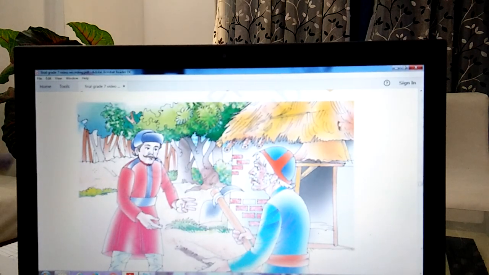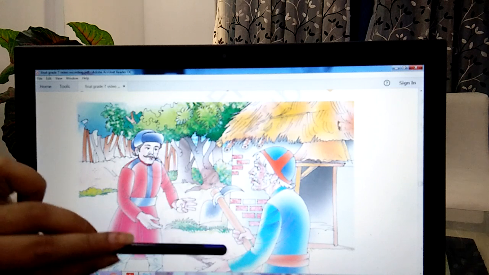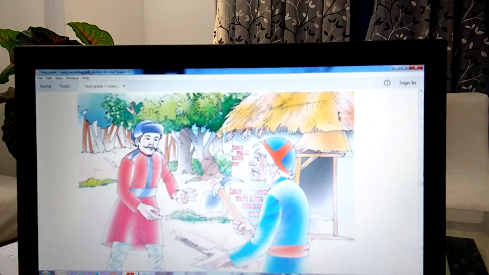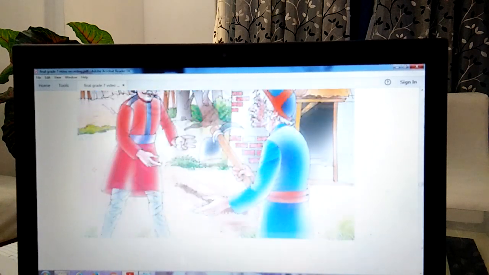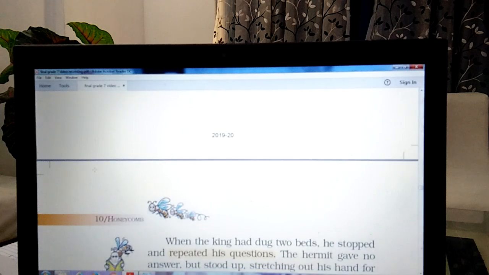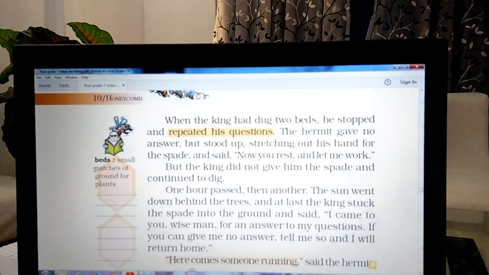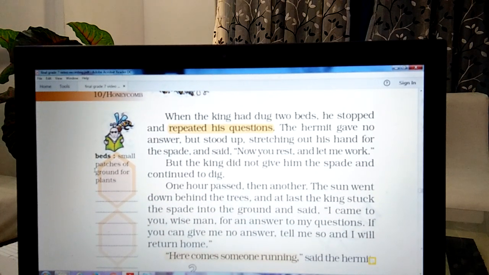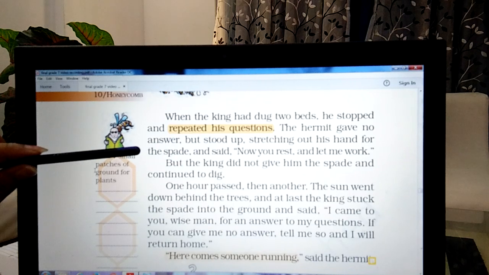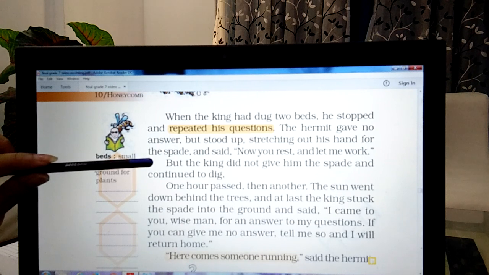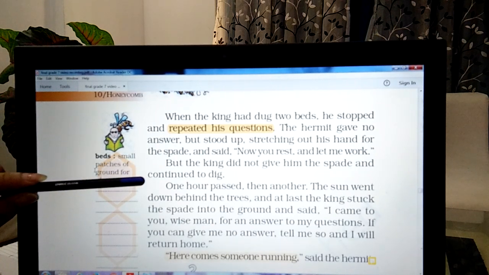Here we can see an image where the hermit is handing over the spade to the king. Here the king is in the disguise of an ordinary person. Now let's see what happens next. When the king had dug two beds, he stopped and repeated his questions. The hermit gave no answer but stood up, stretching out his hands for the spade, and said, Now you rest and let me work. But the king did not give him the spade and continued to dig.